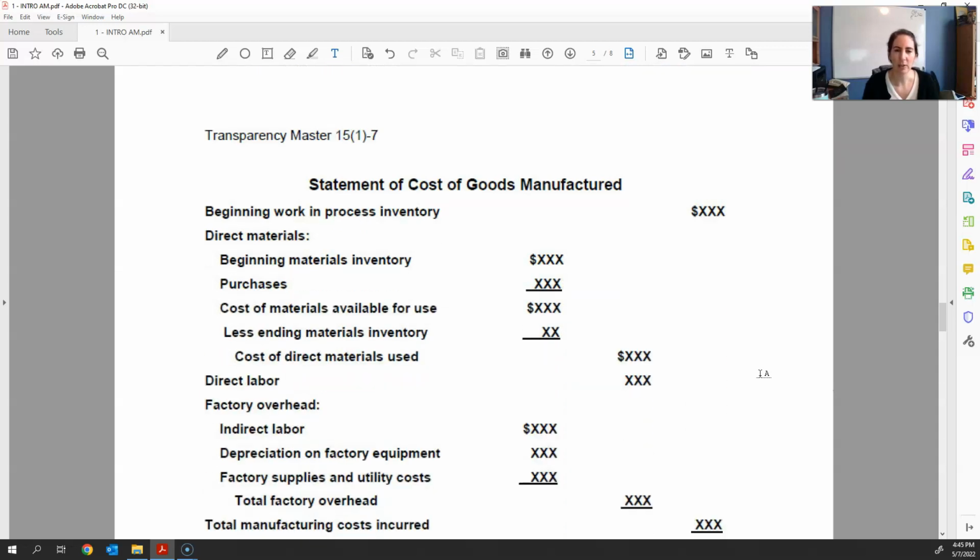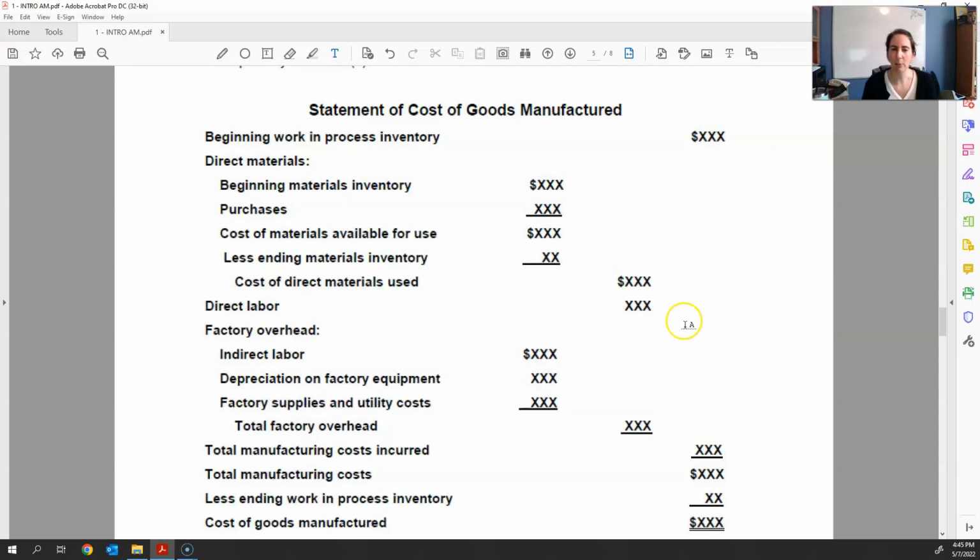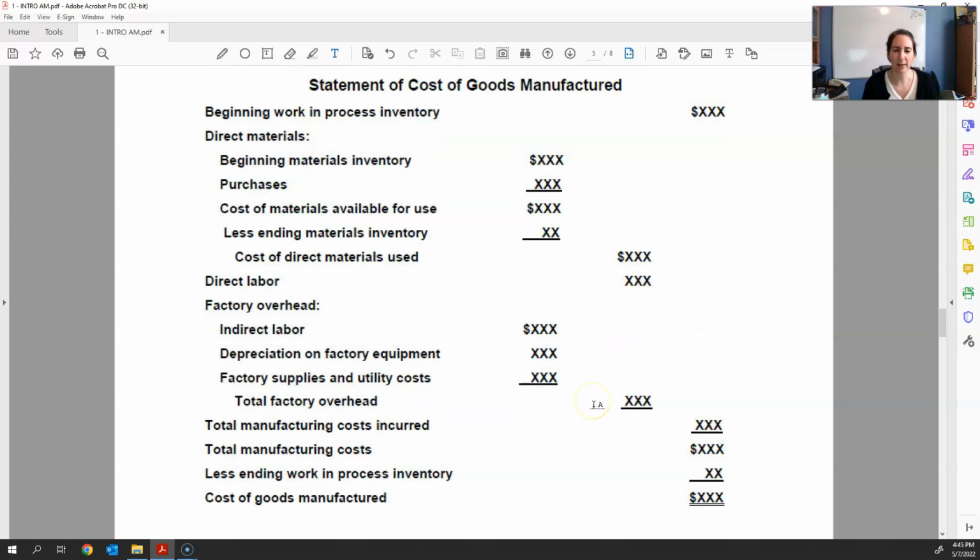All right, so I know I said there aren't set reports, but there are some that are kind of industry standards, and one of them is the statement of cost of goods manufactured. The idea is you start with beginning WIP. WIP is work in process. Those are the items that you're working on. We are going to talk about the different categories of inventory in the next chapter, but for now, let's just continue on. Beginning work in process.